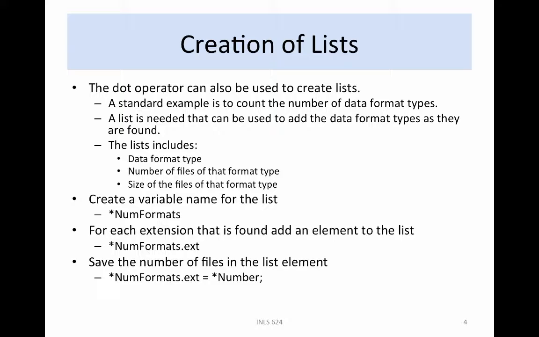The steps are: create a list for the number of formats, *numFormat, and create a list for the size, *sizeFormat. We add an element to each list for each new extension, for instance *numFormat.*ext and *sizeFormat.*ext. We then save the number of files and size in the element for each extension: *numFormat.*ext = *number, *sizeFormat.*ext = *size.